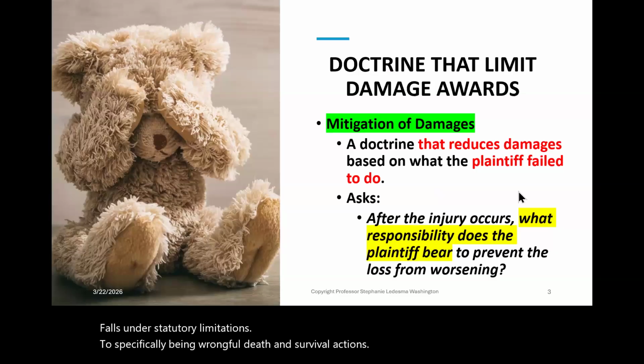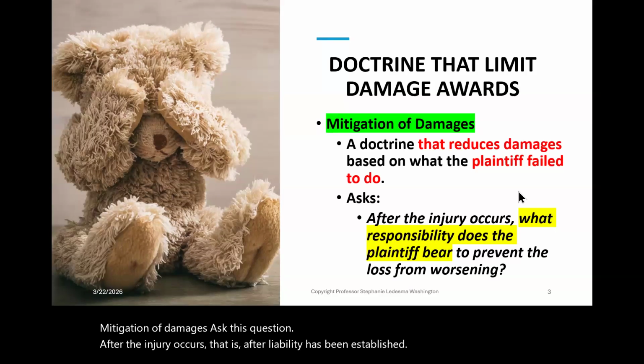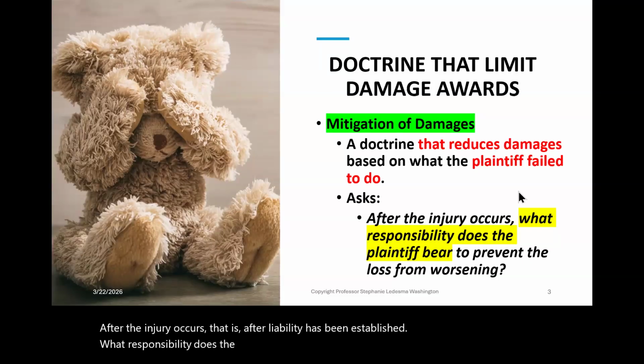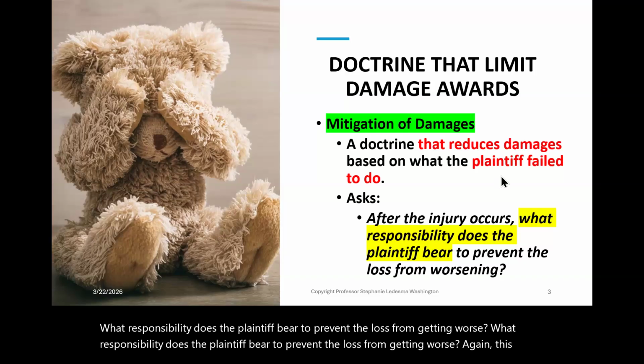First, let's look at mitigation of damages. Mitigation of damages asks this question. After the injury occurs, that is, after liability has been established, what responsibility does the plaintiff bear to prevent the loss from getting worse? Again, this is after the injury has occurred.